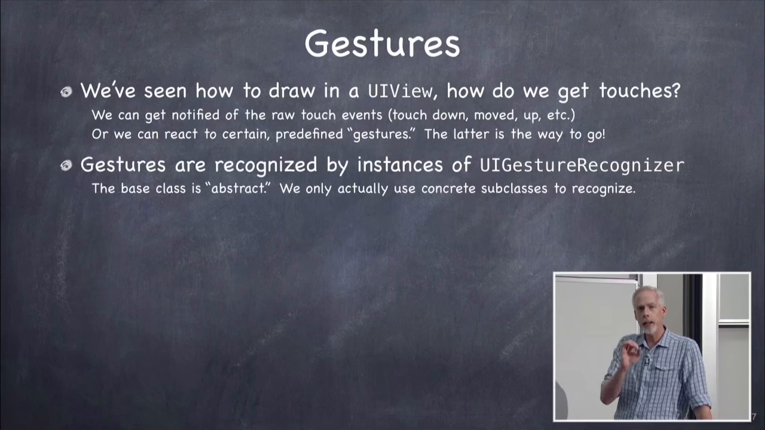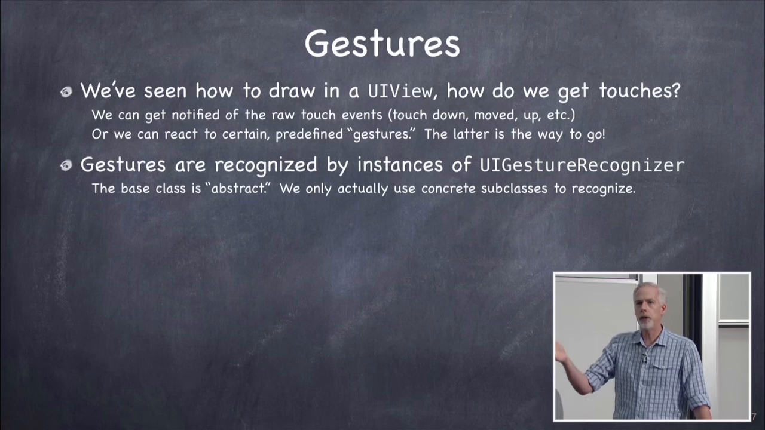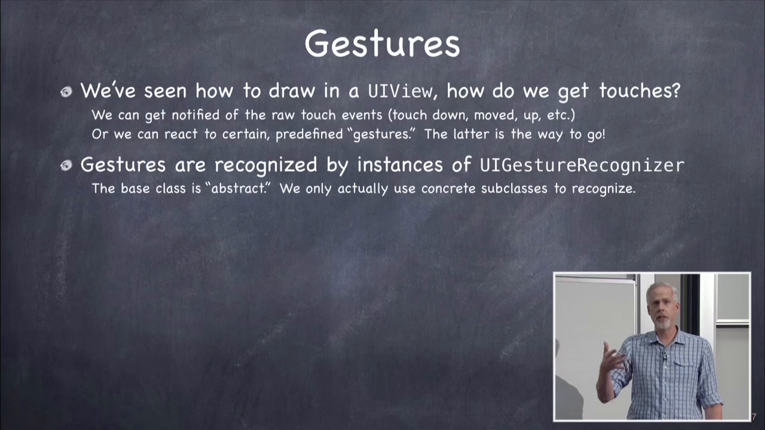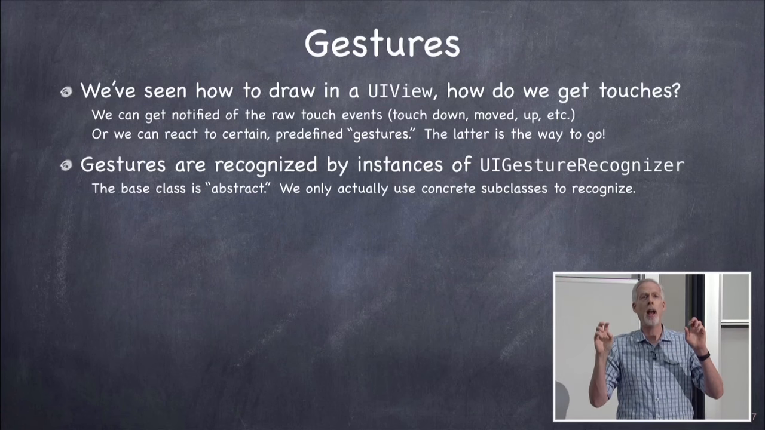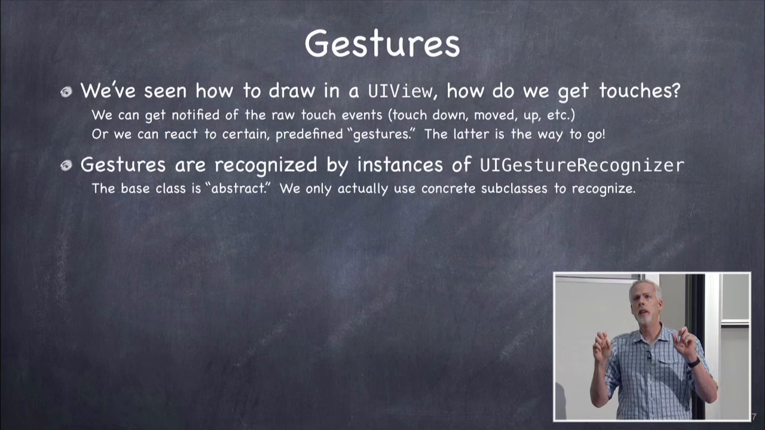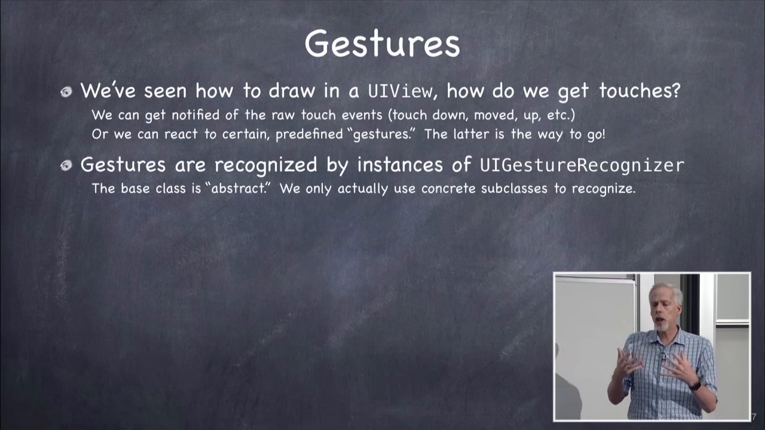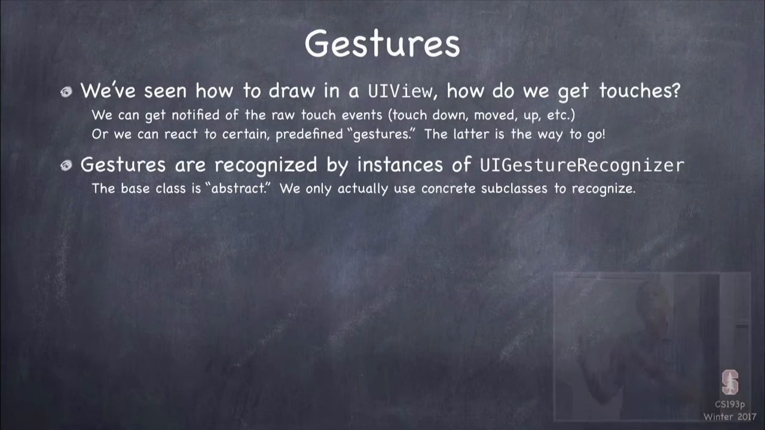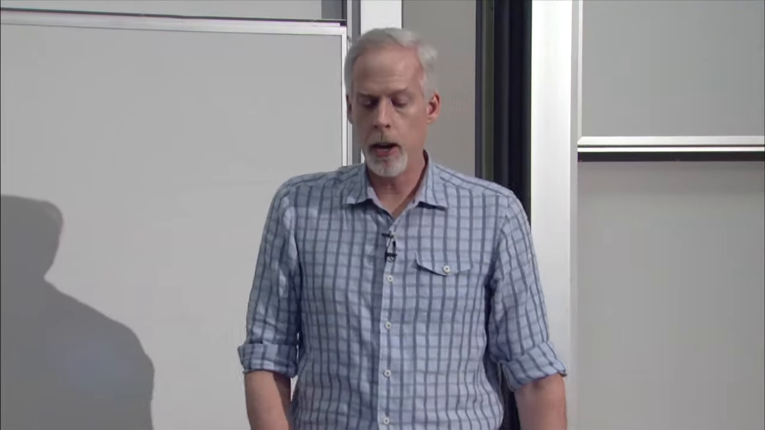So gestures are recognized by this class called UIGestureRecognizer. Actually, not by UIGestureRecognizer itself. That's an abstract class. How many people know what an abstract class is? Raise your hand if you know what that is. Okay, so I'll take a second. An abstract class is a class whose only purpose in life is to be the superclass of other classes. And you never actually create an abstract class. You only create instances of subclasses of it. So UIGestureRecognizer is abstract. You would never call an initializer on UIGestureRecognizer. Instead, there's a bunch of subclasses, which I'm going to talk about, and you would call the initializer on them.